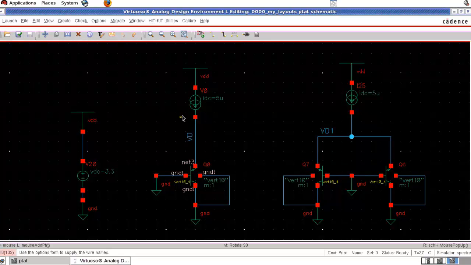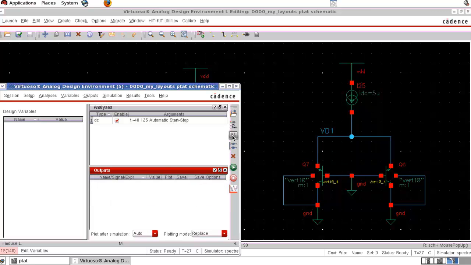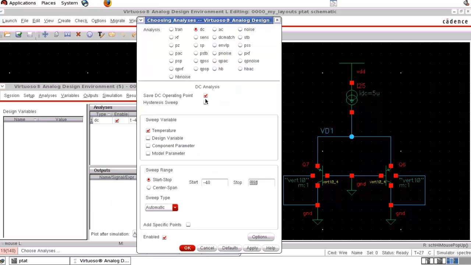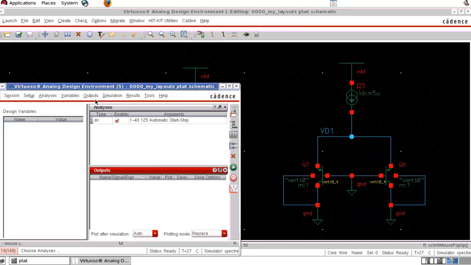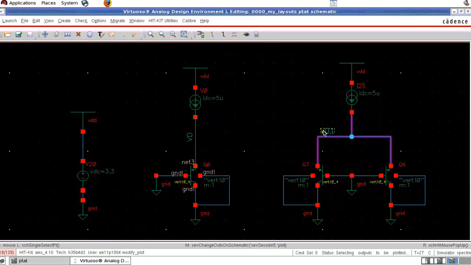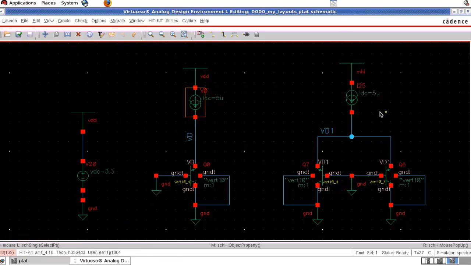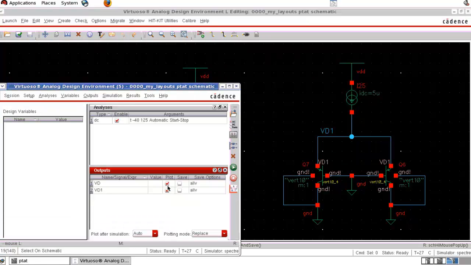Launch ADE L. We need a DC temperature sweep. We need from -40 to 125. I am sweeping the temperature, and the output I need to be plotted is VD and VD1. Through both this arrangement I am pumping 5 microampere of current. So the same current is flowing through both the circuits, and now I am plotting. I selected to plot VD and VD1.